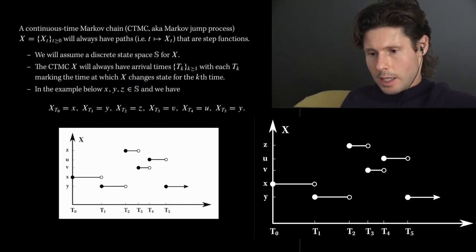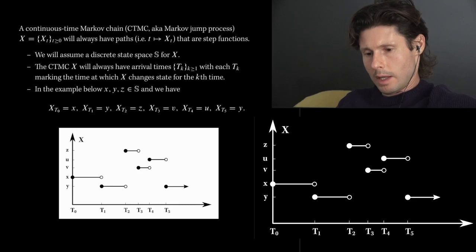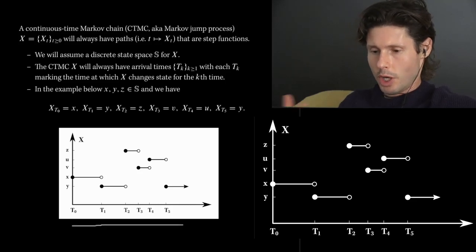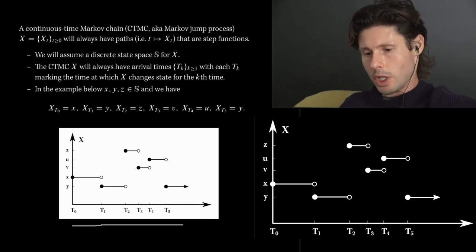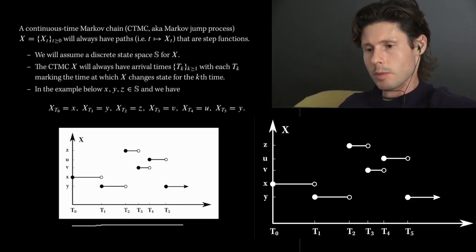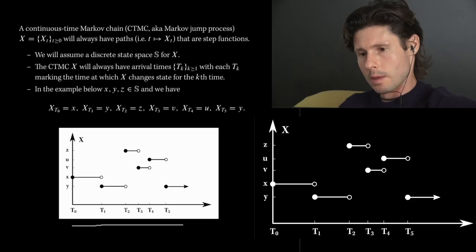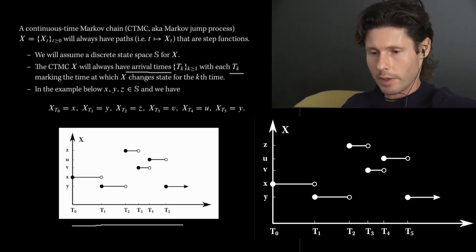So the next thing to write down are what are called the arrival times or jump times of the process. They're essentially times at which the continuous time chain is going to switch states. I'll call them here arrival times. You can call them jump times, changes of state, whatever it is. Each t_k is going to be marking the time at which X changes state for the kth time.